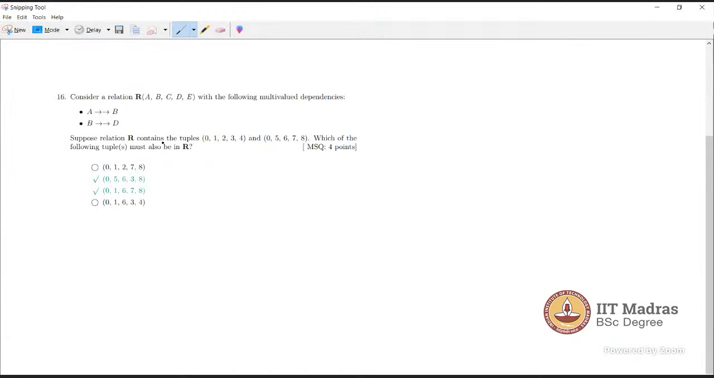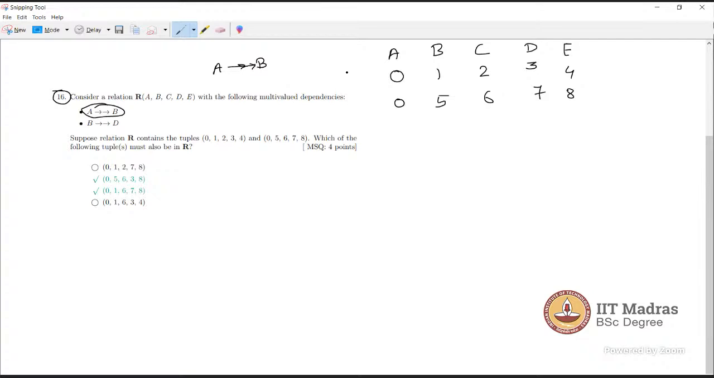Can anyone tell me the approach for solving this question? Have you tried this? We have 5 attributes A, B, C, D, E, and we are given 2 tuples: 0, 1, 2, 3, 4 and 0, 5, 6, 7, 8. Now let us check the first condition: does A multi-determine B?